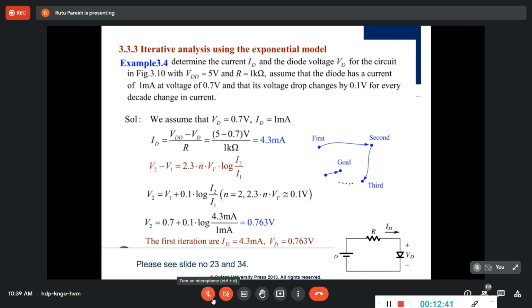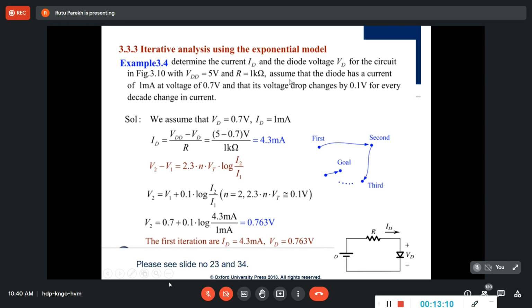See, what happens in your problem, whenever a question is given to you, what it means is that this is the equation, and it says that for I2 upon I1, which is 10, this term is constant, and that V2 minus V1 is 0.1. That's what it is telling. Okay. So, but you are right.